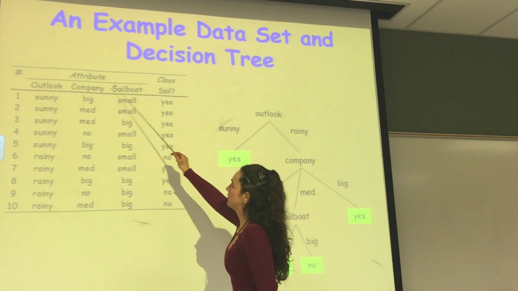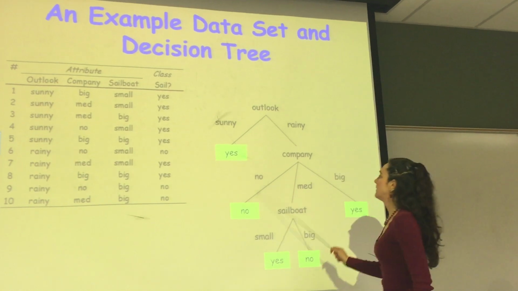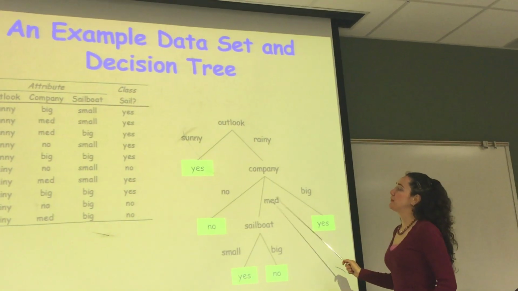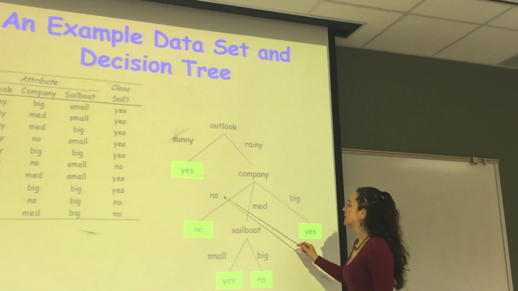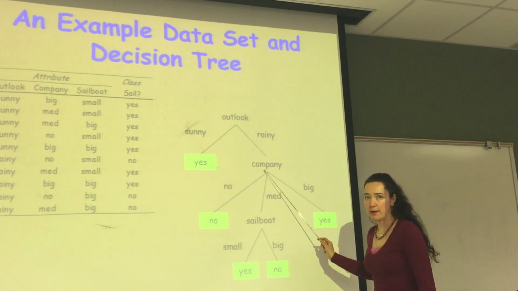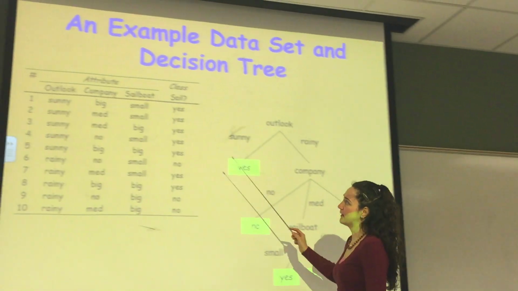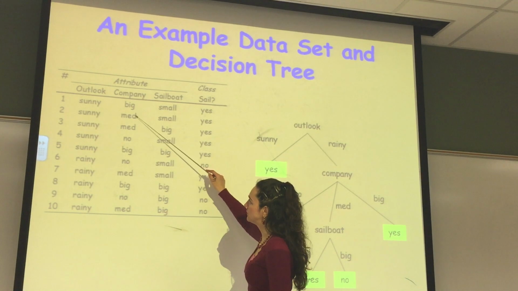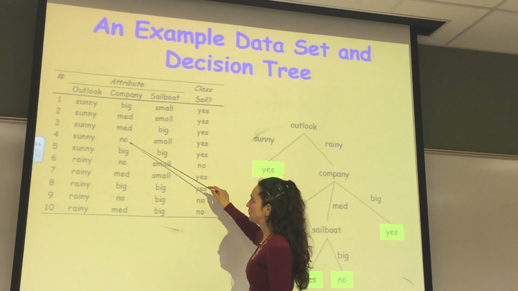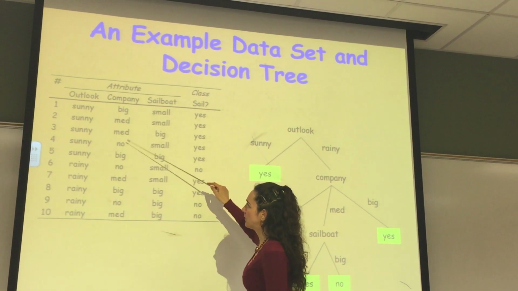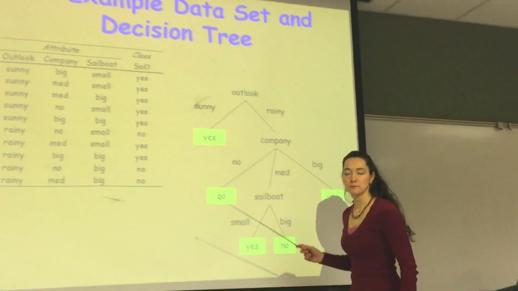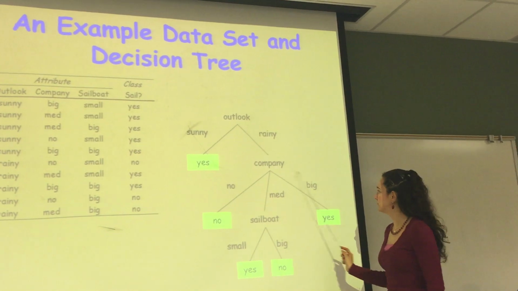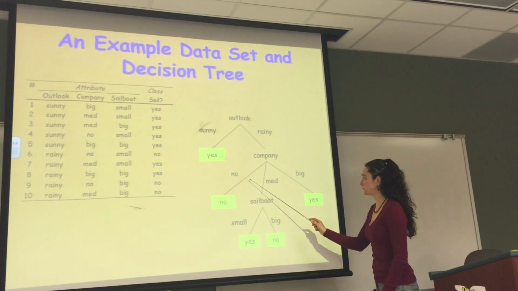We either will choose this one or that one and split the data further. Remember, we are splitting it into as many parts as the number of values this attribute has. So the company has three values: big, medium, and no. Either we have big company, medium company, or no company. So we're going to split the tree into three more parts here: big, medium, and no company.